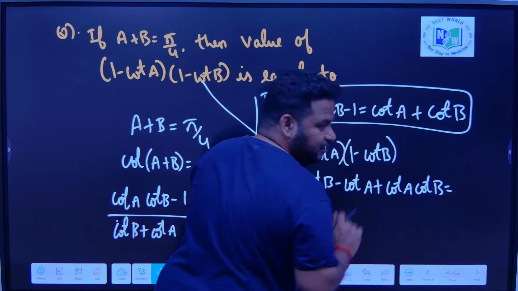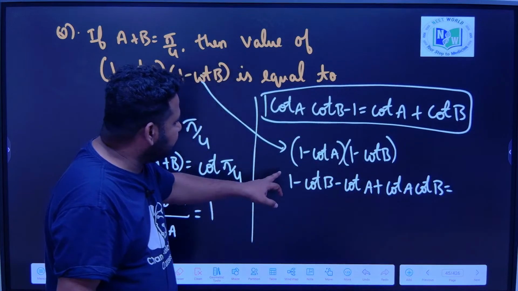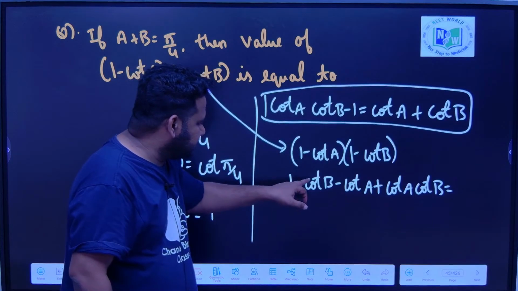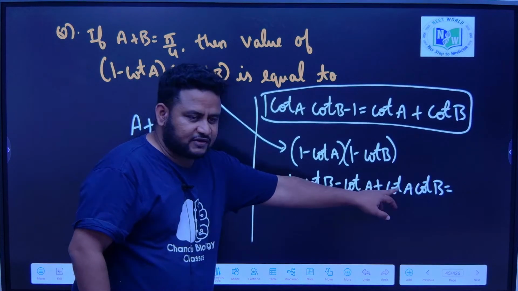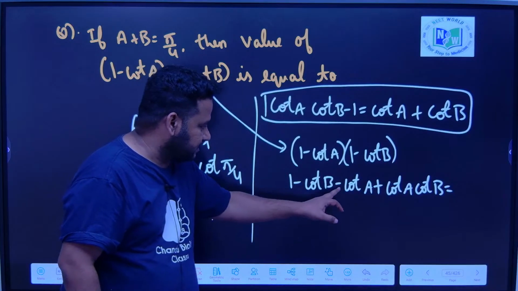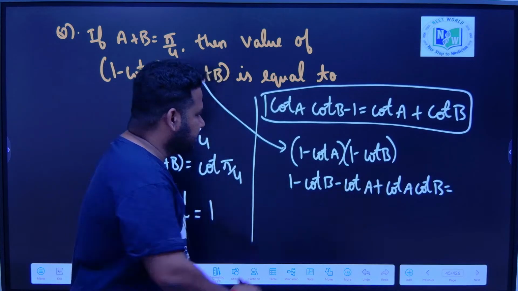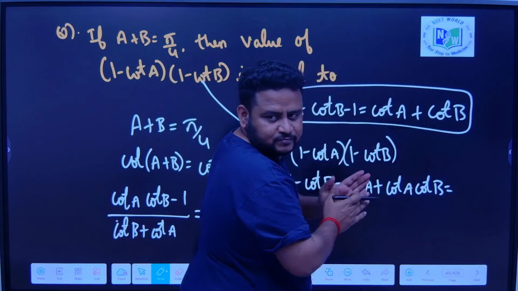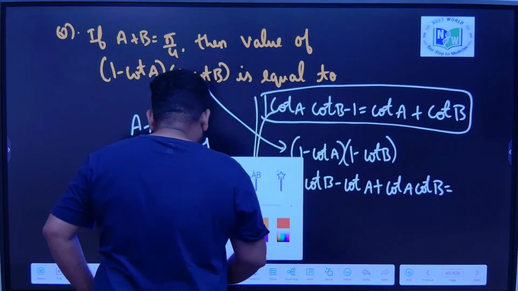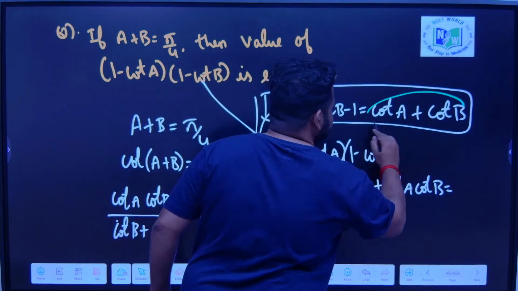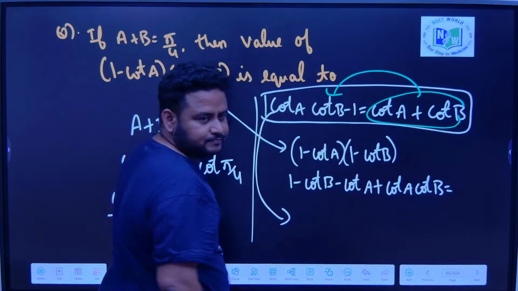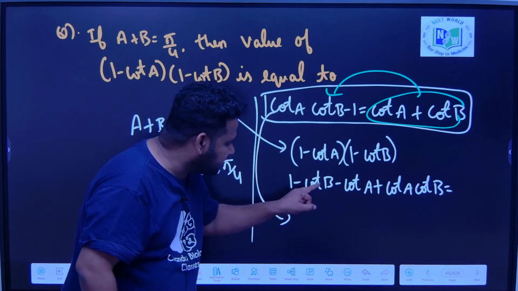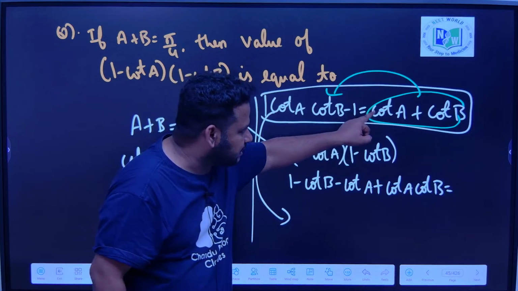They are asking the value of this. So if you compare this to this one, this is 1 minus cot B minus cot A plus cot A cot B. This is the value they are asking. Now I will take this. Whatever is in RHS here, everything I will bring to LHS, because if you observe here I am having minus cot B minus cot A. Here I am having plus cot A plus cot B.